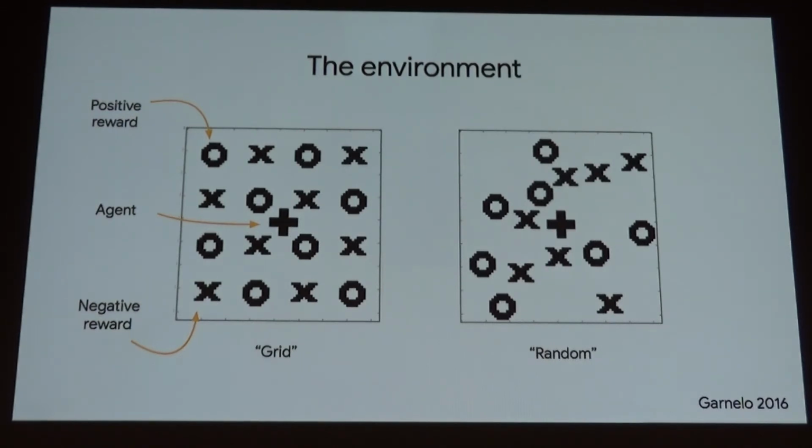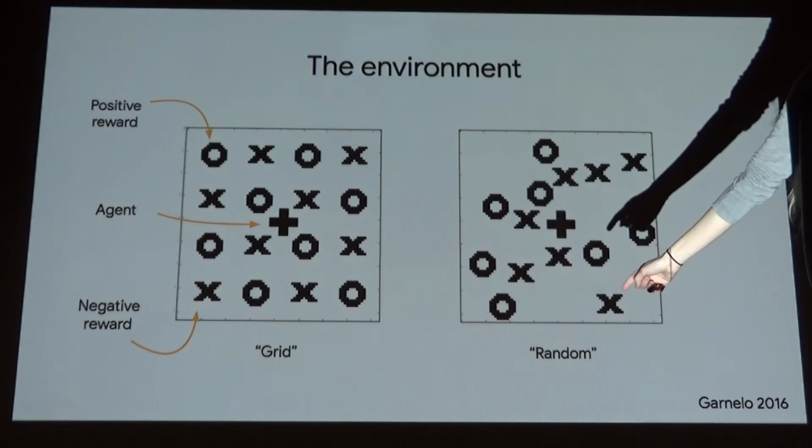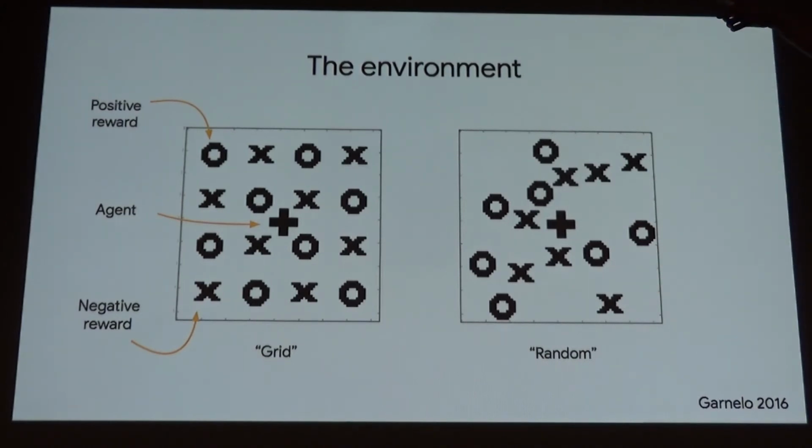Because we were very interested in generalizing at a higher level as well, at a concept level, we had two versions of this game. One where it was on a grid, so the positions were always the same, the reward is always the same, and one where the positions were random. Keep in mind that the reward, the circle was always positive. The only thing that changed is the starting positions of the objects at the beginning of the episode were mixed.